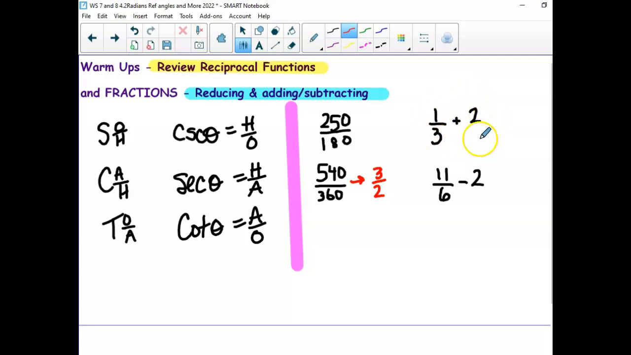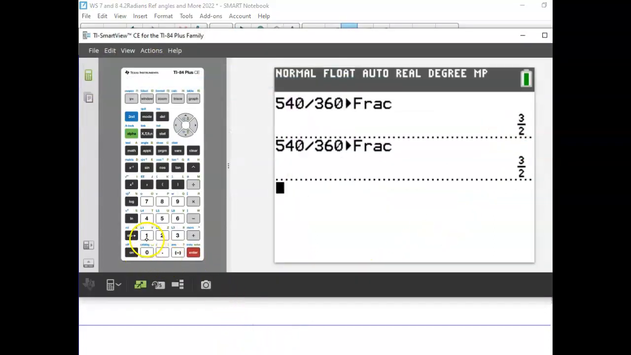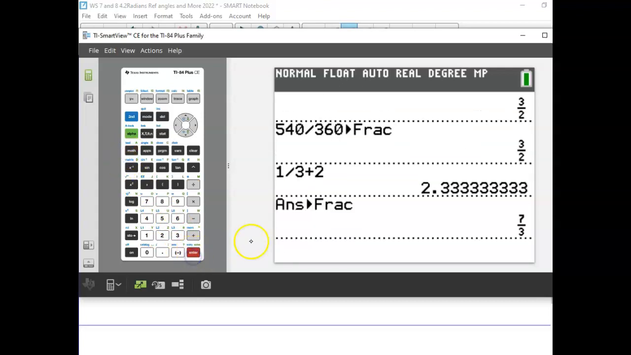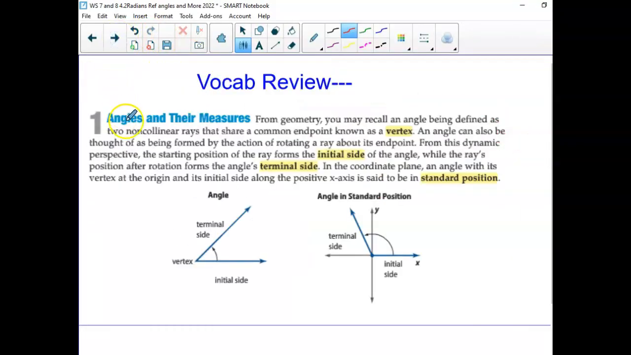You can also do this on your calculator, or if you were doing it by hand, you would need a common denominator so that you had 1/3 plus 6/3. And then you would get 7/3, and if you had to add another 6/3, you'd get 13/3, etc. Do we remember a little bit about 5th grade adding fractions? On your calculator, it would be 1 divided by 3 plus 2, and then you would just do math, enter, enter, and it would give you the 7/3, okay?